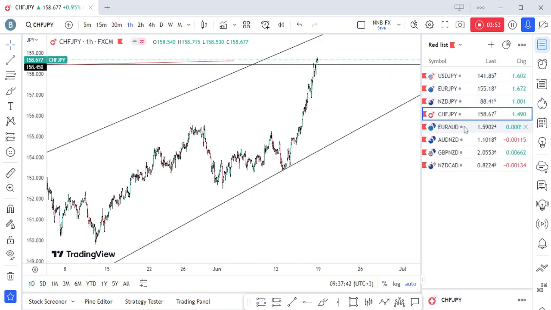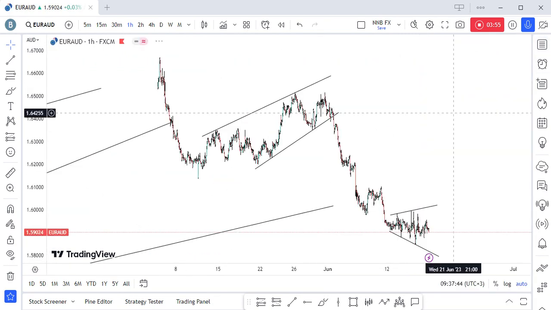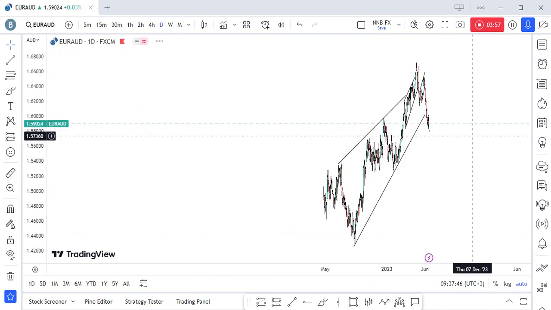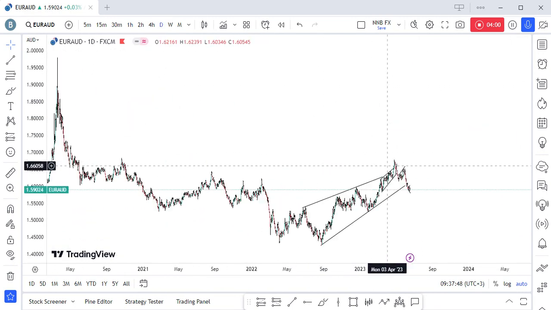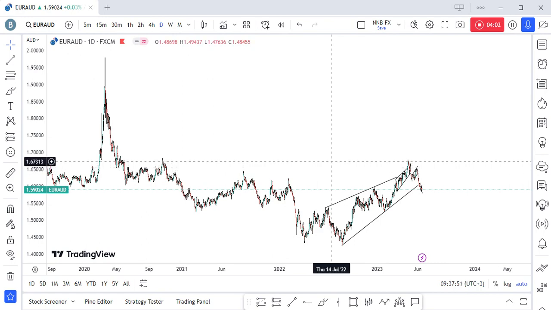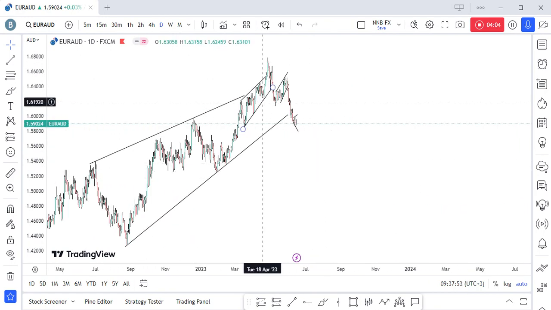And the next pair is Euro against the Australian dollar. We'll go to the daily time frame. You can see Euro against the Australian dollar. It reversed from these tops here in form of a rising wedge.